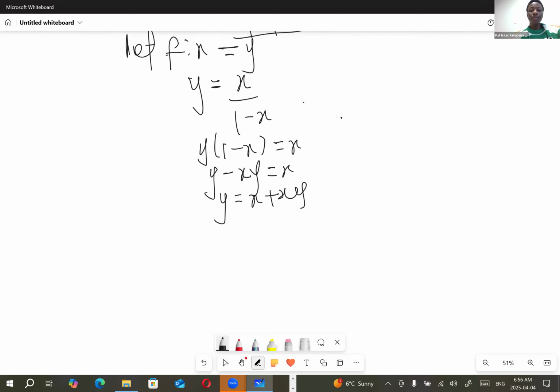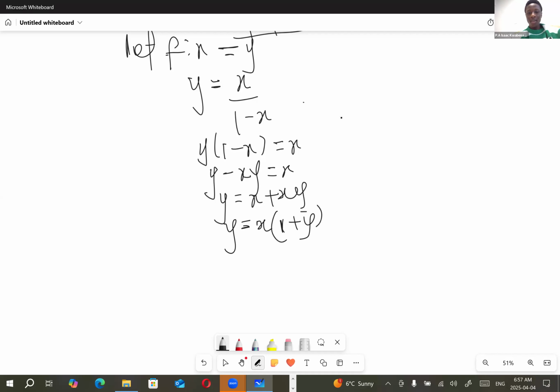Then you make x the subject. Factorize x out. So y equals x bracket 1 plus y. Sorry, it will be 1 plus y. Do you understand? Good. So now let's repeat the whole thing.